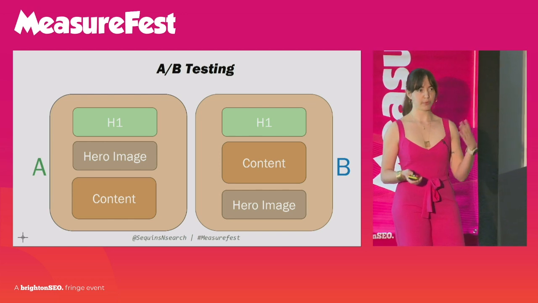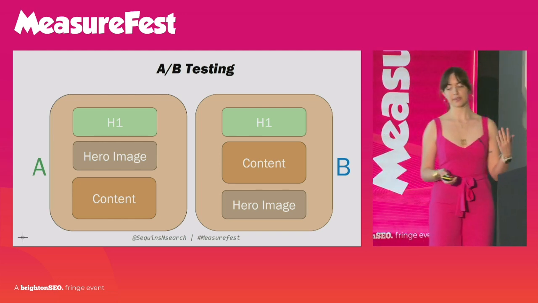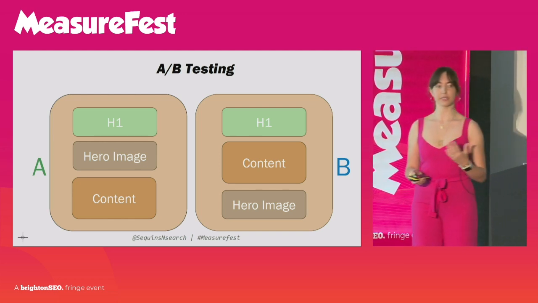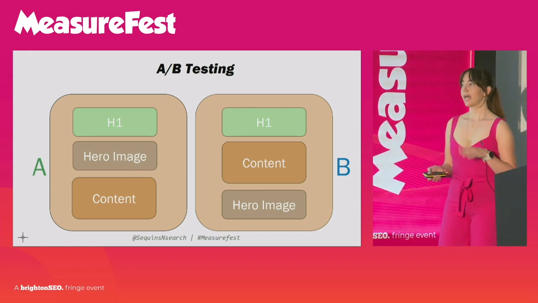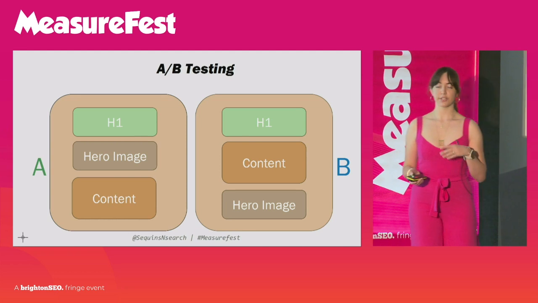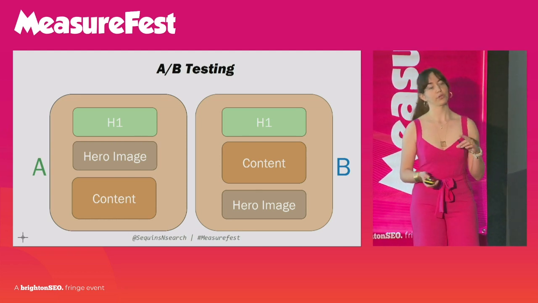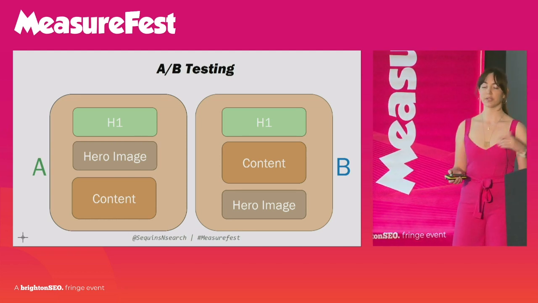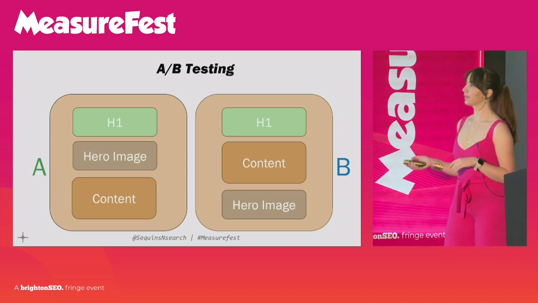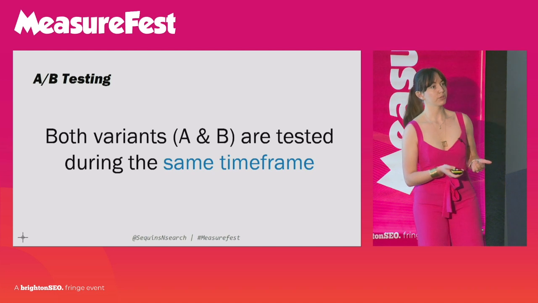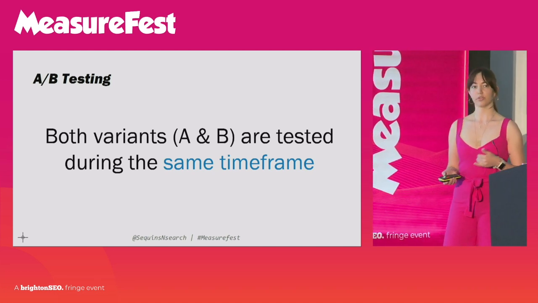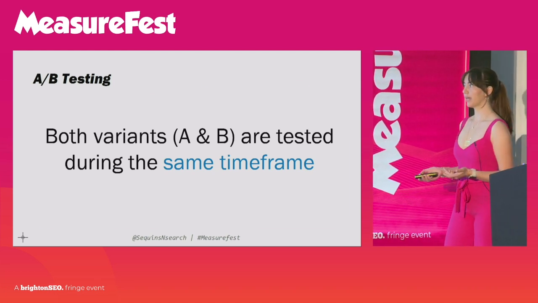So for example, you have one page, and one version of the page has the default content in the normal placement. So say, for example, that it's at the bottom of the header image. And the alternative variant is that you have the content in a different placement. So you switch it up, and you put a header image at the bottom of the content. So, as I mentioned, both variants A and B should be tested in the same time frame because you want to be able to have the cleanest data you can.